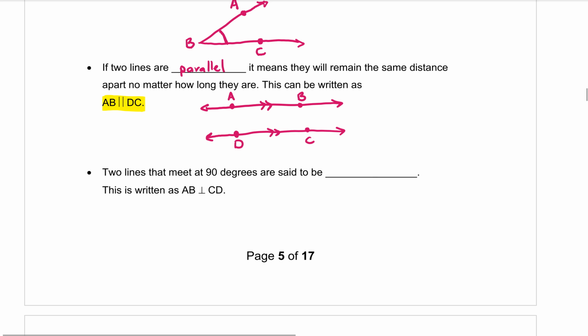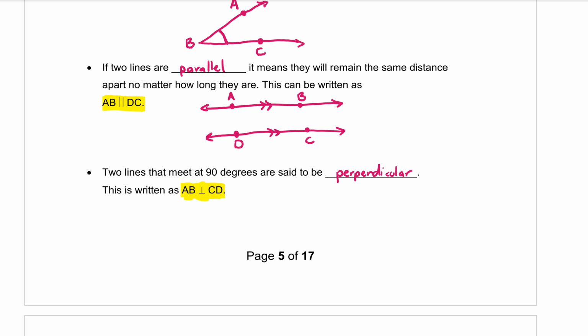Okay, two lines that meet at 90 degrees are said to be perpendicular. This is written as AB. Again, that would be the name of the line, AB. This symbol here is the symbol for perpendicular, so you can see it's two lines that are meeting at a right angle, and that's what perpendicular means. So AB is perpendicular to another line, CD.